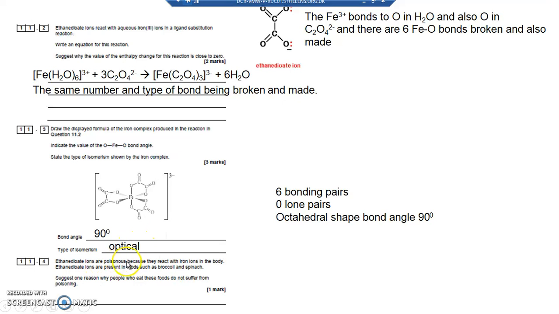Ethane dioate ions are poisonous because they react with ions in the body. Ethane dioate ions are present in foods such as broccoli and spinach. It's just one reason why people who eat these foods do not suffer from poisoning. Then you're just not eating enough of them. They're in small quantities.